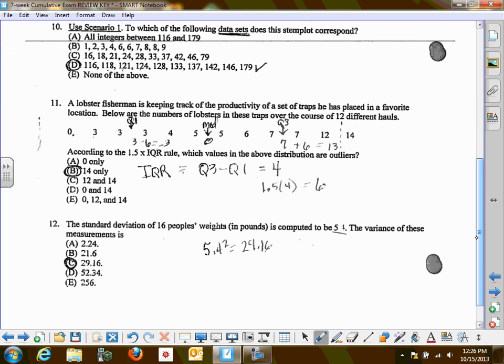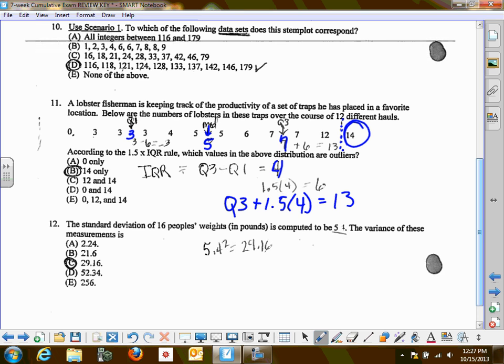But how about 11? Are you okay with the computation on 11? Because you actually had to compute things. You had to count where the median was, where the Q1 was. Q1 is 3. Q3 is 7. So the IQR is 4. So to find the fence, you did this, and that equals 13. So the upper fence is at 13, which makes 14 an outlier.